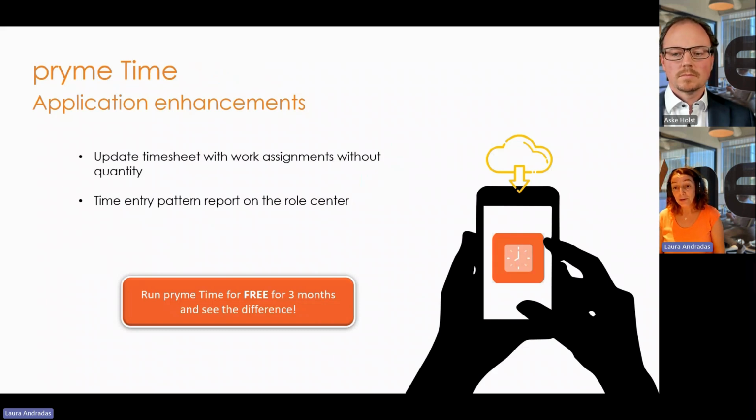I would like to tell you that we're running a campaign so that people who are still not using Pryme Time can run it for free for 3 months. The idea behind it is that you start using Pryme Time, you download the time entry pattern report, and then you start using all the Pryme Time features you have so that you can track time immediately after work is done. And then you run the report again after these 3 months. And hopefully you have seen an improvement in this pattern.